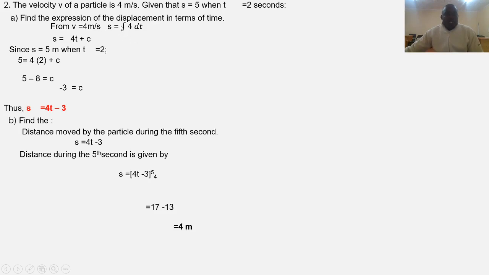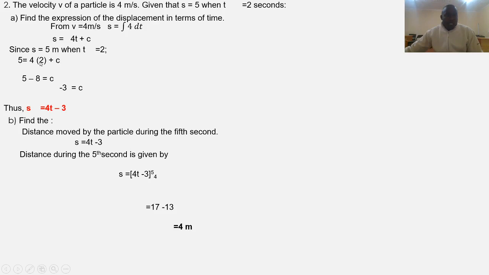So to find s, I integrate the velocity given. I integrate 4 with respect to t, which is the velocity. So s equals 4t plus c. I need to find c. I'm told s equals 5 and t is 2. So 5 equals 4 times 2 plus c.